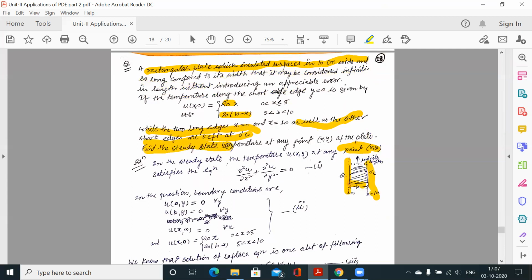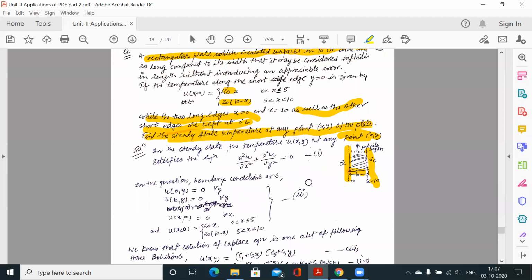So find the steady state temperature. Steady state means where it is independent of time. Temperature at any point (x,y) of the plate. We know it is 2-dimensional because we have a rectangular plate, so it is a 2-dimensional heat equation. And in a steady state, the 2-dimensional heat equation is given by this equation, which is known as the Laplace equation.